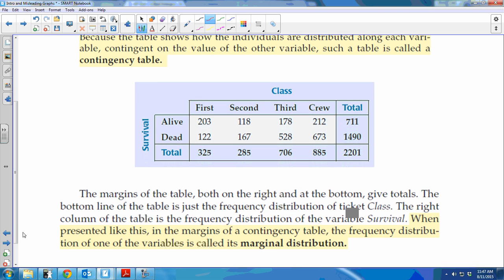If they ask you about the marginal distribution of something, we talked about the distribution earlier just being the number of people in each category. In this case, the marginal distribution are just the totals.